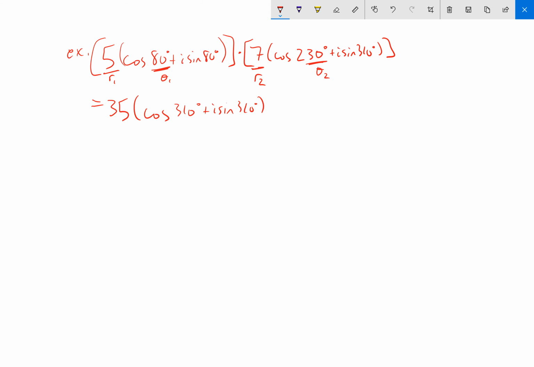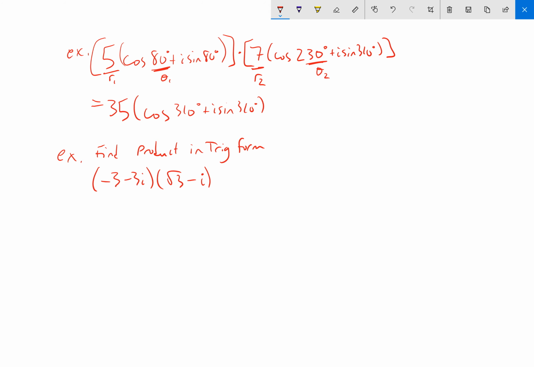So what can I do to make this harder? I'm sure there's something. Well, what I can do to make it harder is give you a number in standard form, but tell you to find the product in trig form. Okay, so maybe I give you a problem like multiply negative 3 minus 3i times, let's say, square root of 3 minus i.